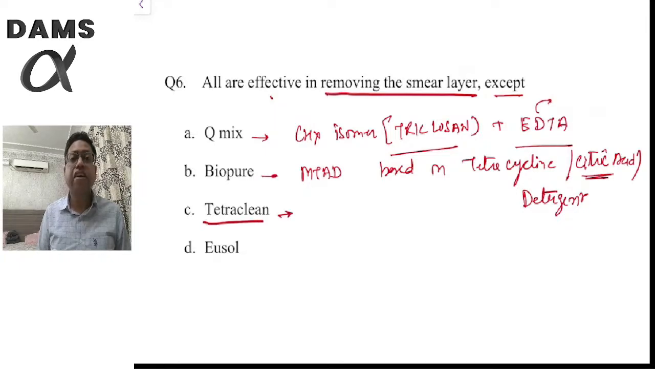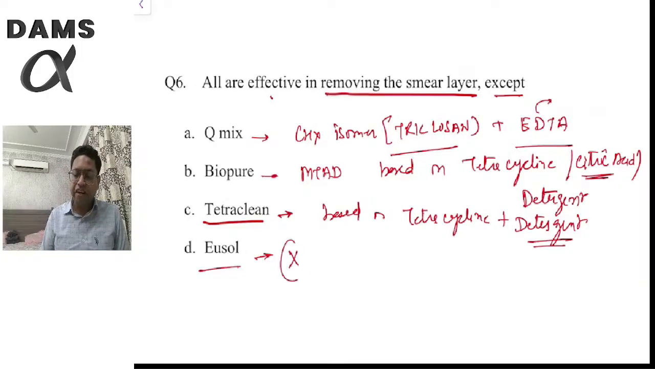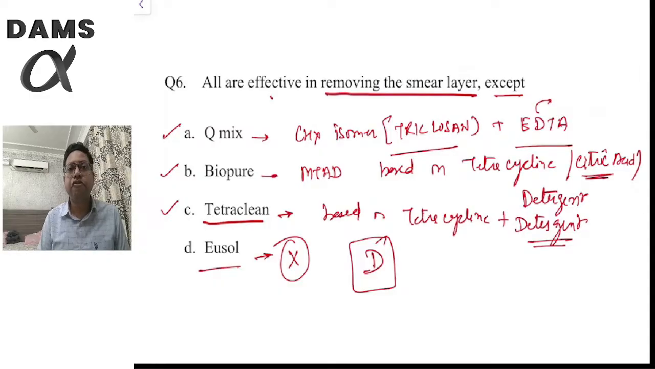Similarly, Tetraclean is another antibiotic-based irrigant that is also based on tetracycline plus detergent. So this detergent is also helpful in removing the smear layer. Usol is a solution based upon saline, etc., and it is not effective in removing the smear layer. So the answer to this question would be option D. Options A, B, and C are all individually capable of removing the smear layer.